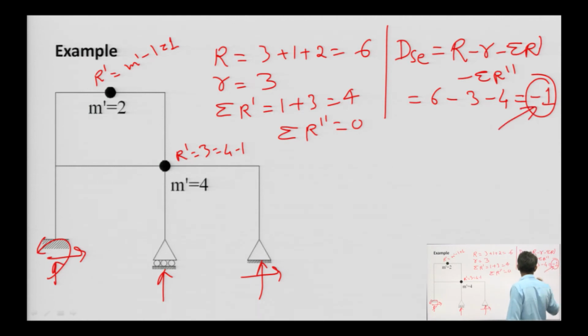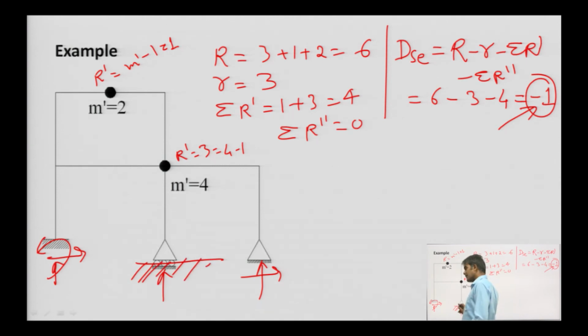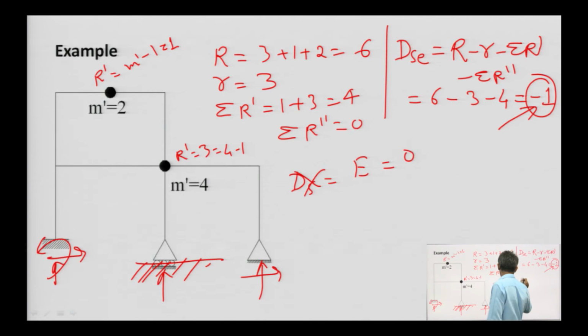Due to this negative sign, we can make it stable by providing a hinge over here, or by providing a fixed support. Its static indeterminacy will be increased. By providing a hinge, we will have E equal to 0, since minus 1 plus 1 comes to be 0.